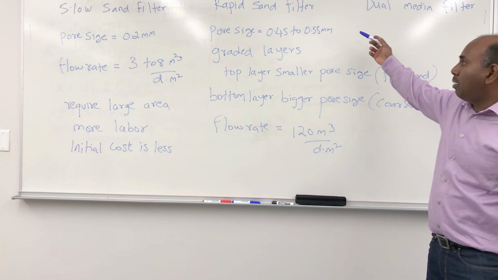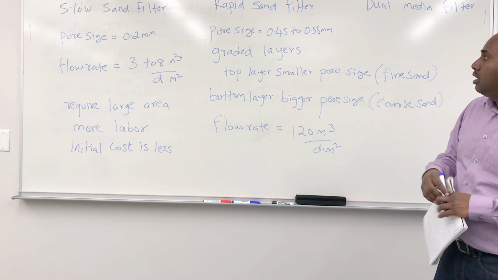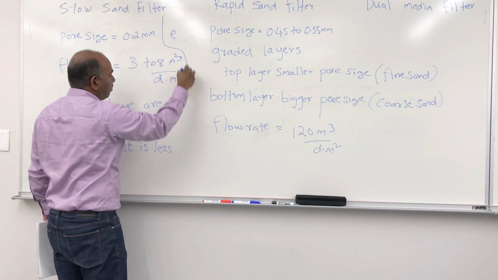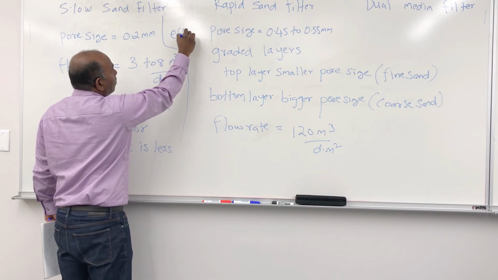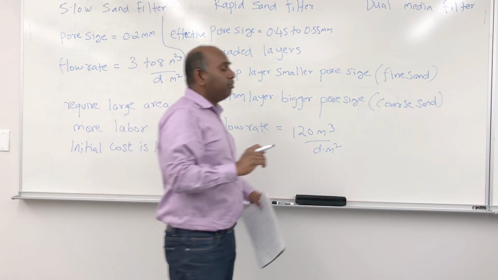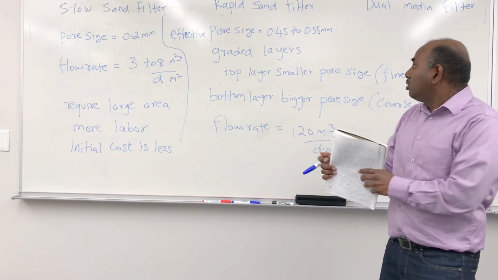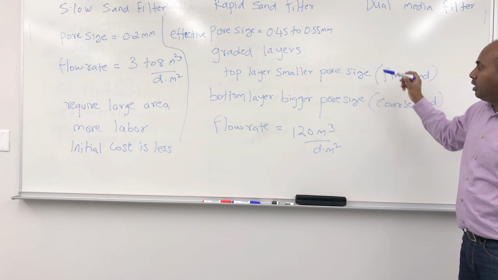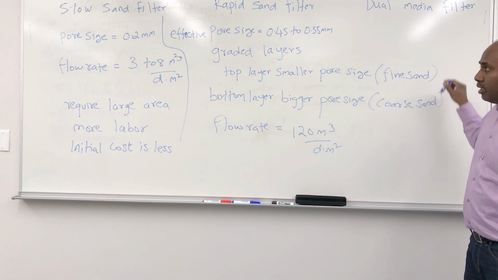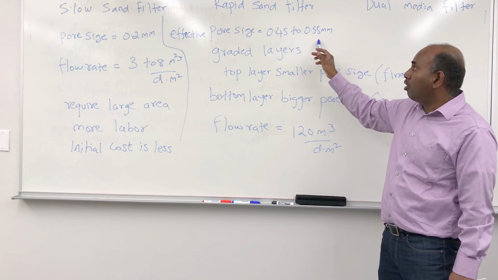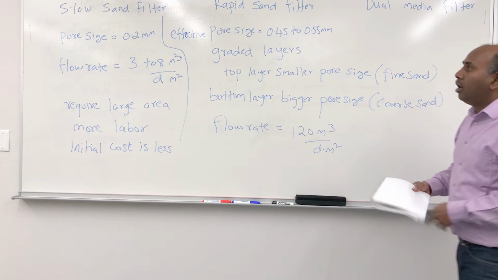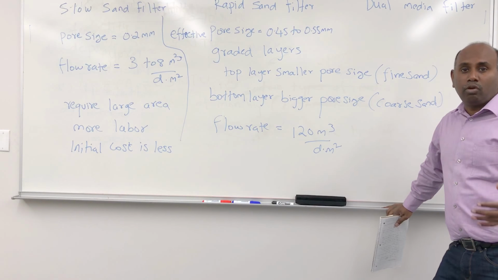So we came up with rapid sand. Now, rapid sand, the effective pore size. It has two types of layer, a top layer and a bottom layer. The top layer is made of fine sand, the bottom layer coarse sand. The combined pore size is about 0.45 to 0.55, which allows faster treatment of water.